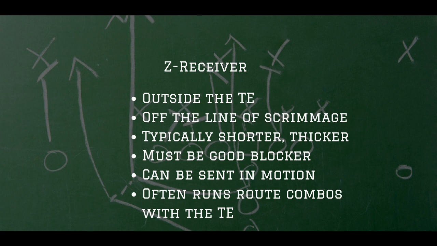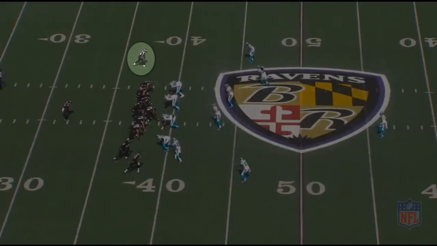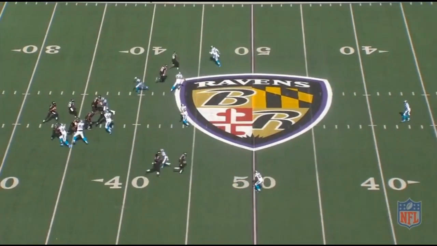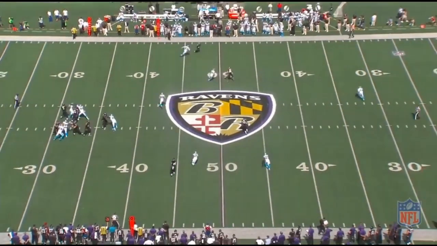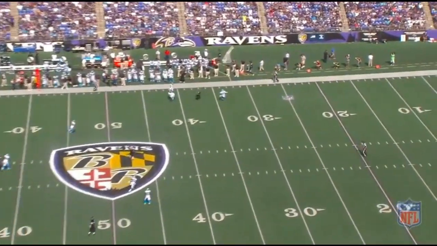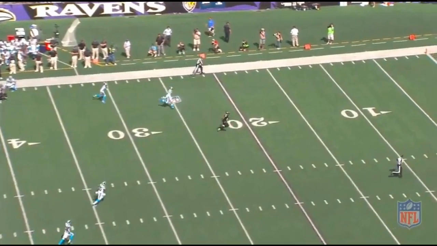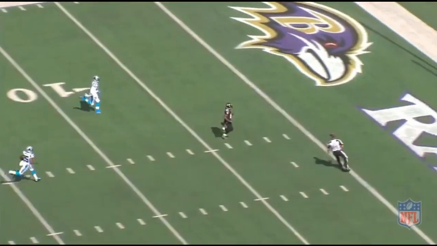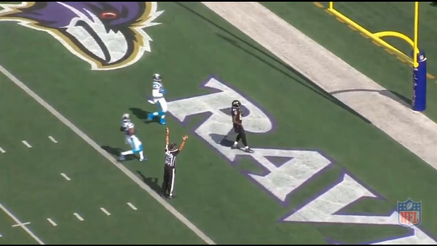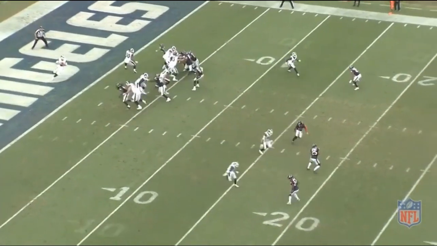So this is a guy who is used all over the field. So they're not just deep routes. They're not just running like what a slot receiver would do under the middle and catch and run, but they do need to be able to have a little bit of that quickness that a slot receiver has to be able to make something happen after the catch, and they need to be able to block because they're going to be asked to do it regularly.